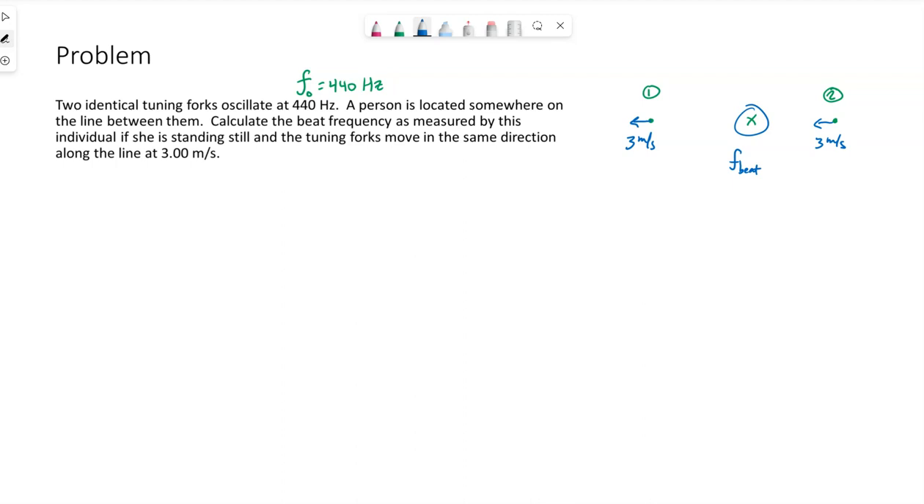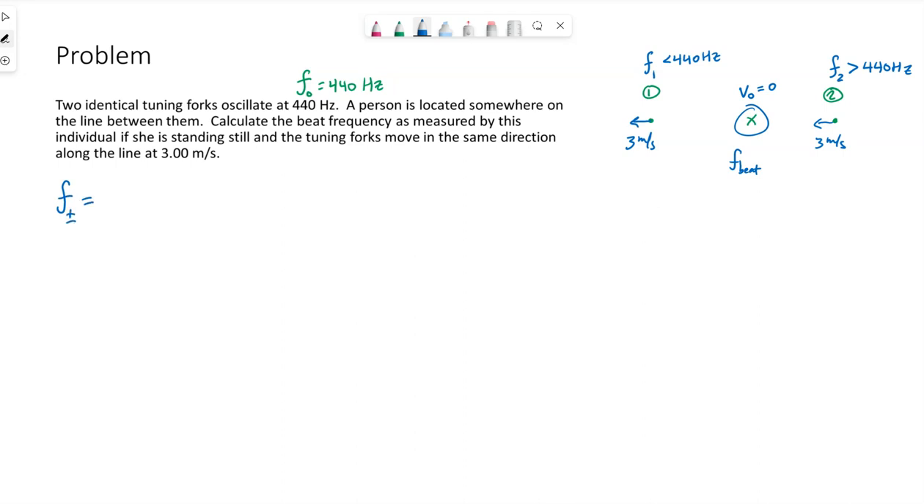So as soon as the motion starts, the person is going to hear something different. So F1, they're going to hear something lower than 440 hertz because tuning fork 1 is moving away from this observer. The observer's not moving. The observer's the person. The tuning fork 2, they're going to hear something higher than 440 because the motion is towards. So we need to use the Doppler effect to determine what frequency is heard.